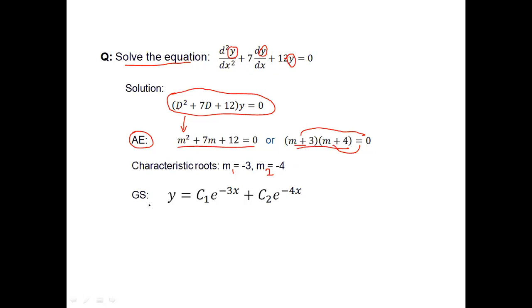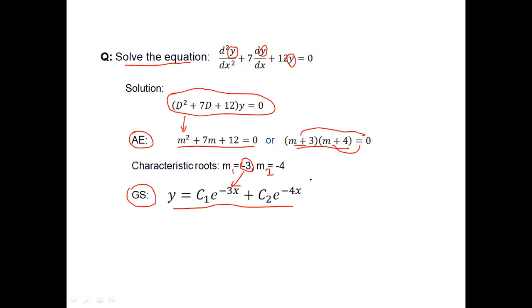Then for the general solution, we simply recall our earlier expression where we say y is equal to c1e, then we get one of the roots. The first root here is -3. So where we're supposed to have m1, we simply replace it with -3. So we have c1e raised to the power -3x plus c2e raised to the power -4x. This becomes the general solution.